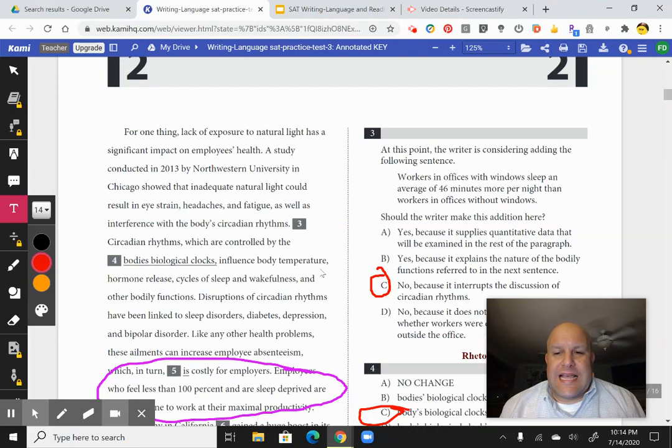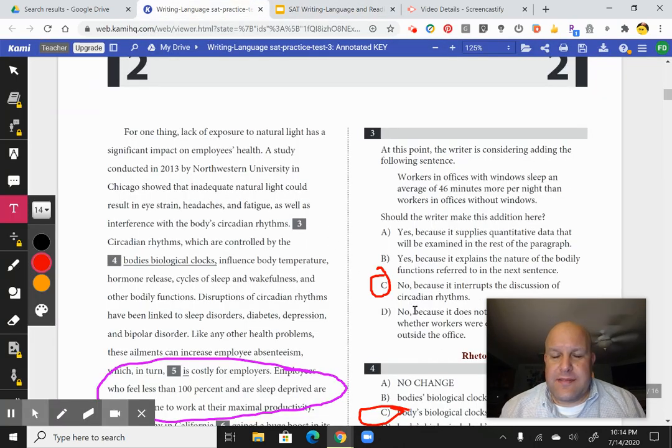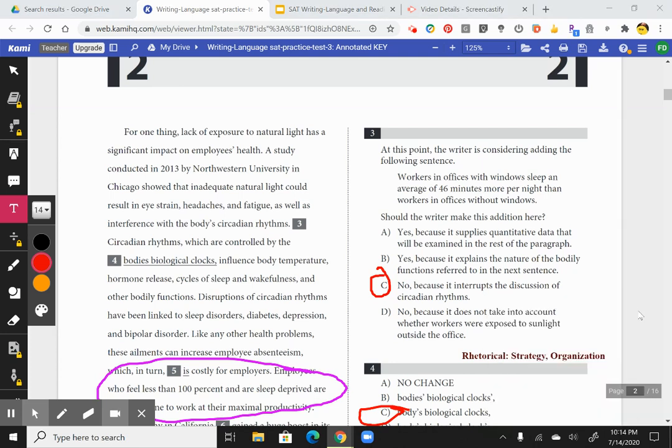Okay, this is hopefully the last part of this writing language. I'm going to go through the first part of practice test 3 to demonstrate some of these types of questions. That's what I started going through in part 3. I think I left off with a rhetorical strategy organization question, a yes, yes, no, no question.